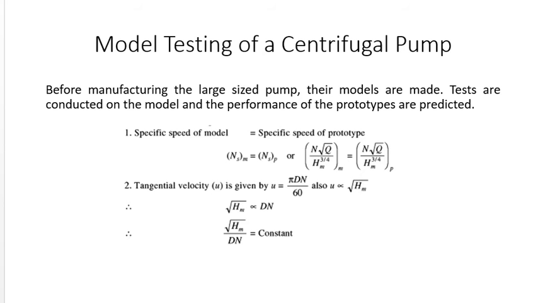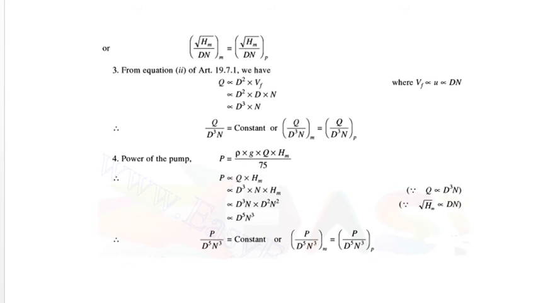Second condition: tangential velocity U is equal to pi D N by 60, and we all know that U is also proportional to root Hm. So root Hm is proportional to D N, so root Hm upon D N is equal to a constant, where D is the diameter of the impeller and N is the speed of the impeller in rpm. So this relationship, root Hm upon D N, for the model should be equal to that of the prototype.